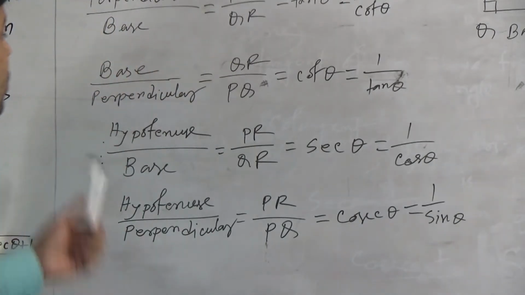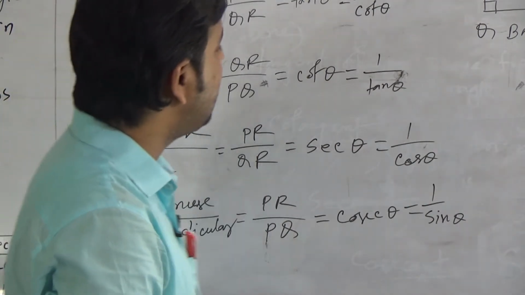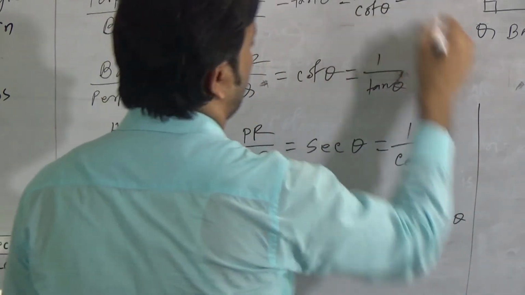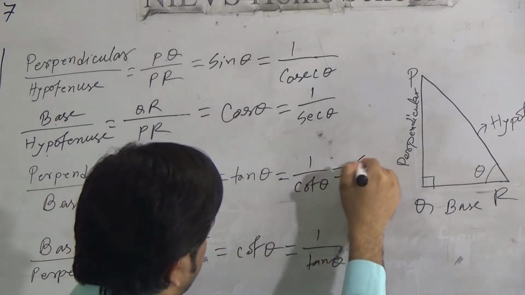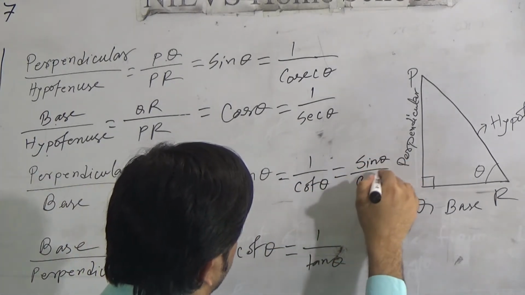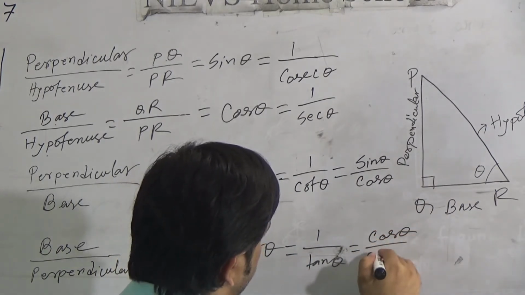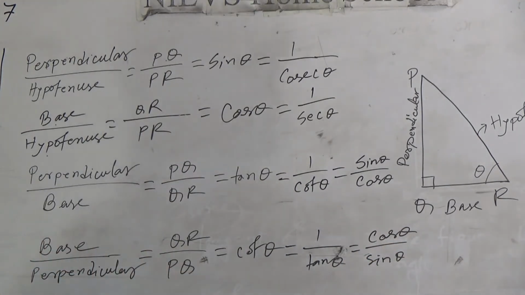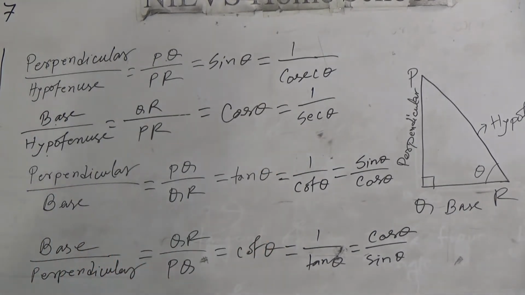And the last two ratios, tan theta and cot theta, we can express in terms of sin theta and cos theta. Tan theta means sin theta by cos theta, and cot theta means cos theta by sin theta. So these are the relations among these 6 ratios. Okay, dear students, so I hope you have understood the relations.